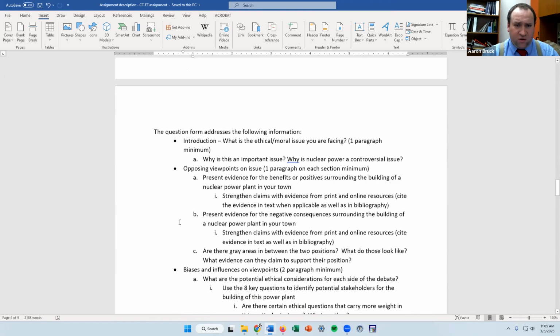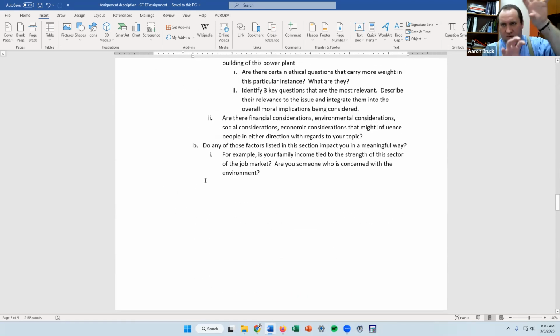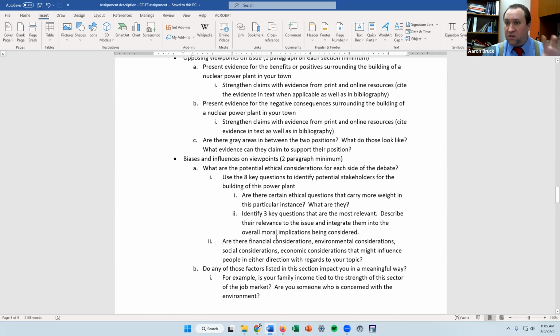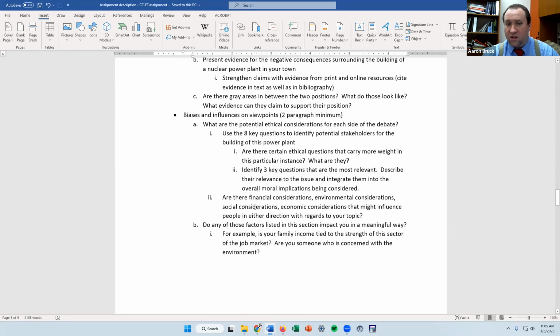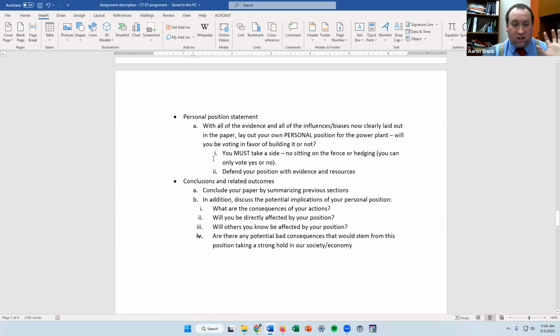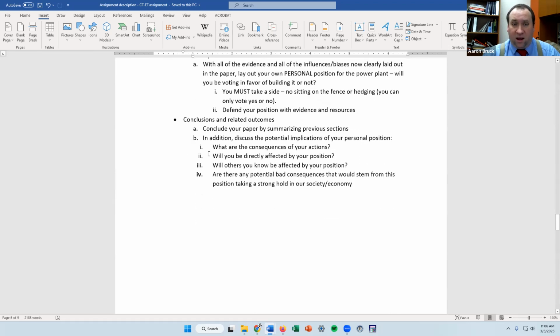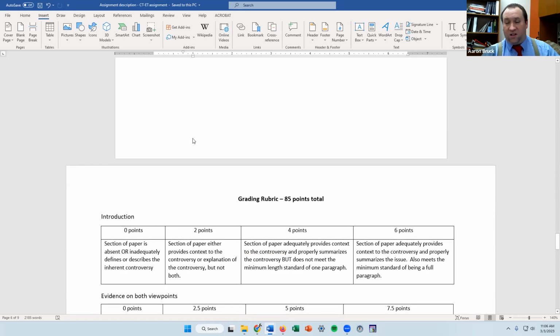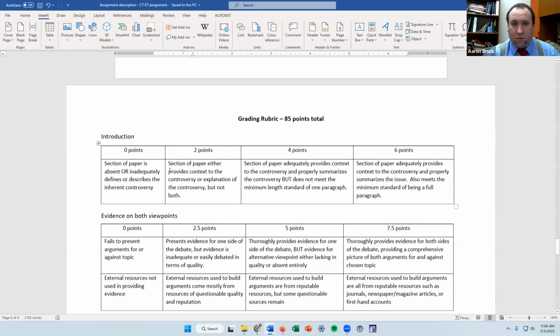So the question form is basically just this broken out into sections. If you write an essay, you'll just structure your essay in this kind of way. It'll have basically 6 sections: an introduction, the opposing viewpoints, the influences and biases, which includes the ethical dimensions of the eight key questions, the personal position statement, where you actually make a decision one way or the other about what you are going to do. Are you going to vote yes, or are you going to vote no, and why? And then a conclusion section. And then the 6th section is the works cited, where you take all of that information that you cited throughout the paper and put it all in MLA format, laid out real smooth.